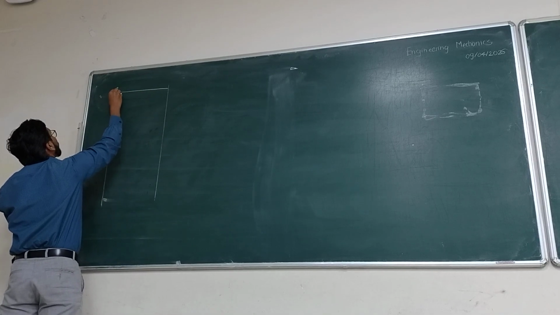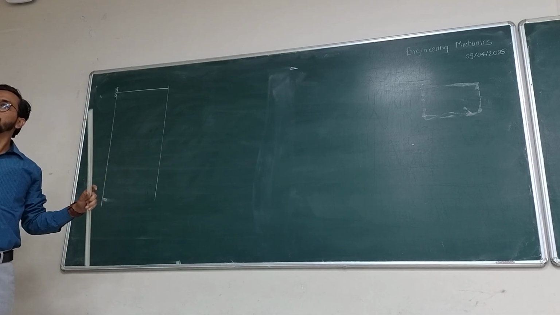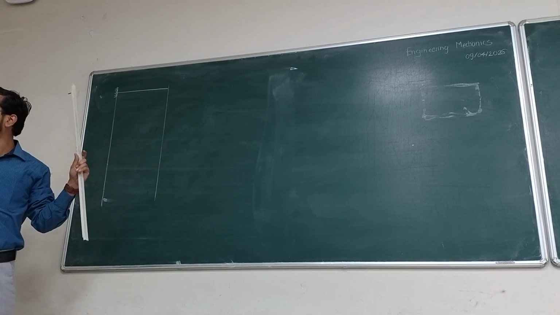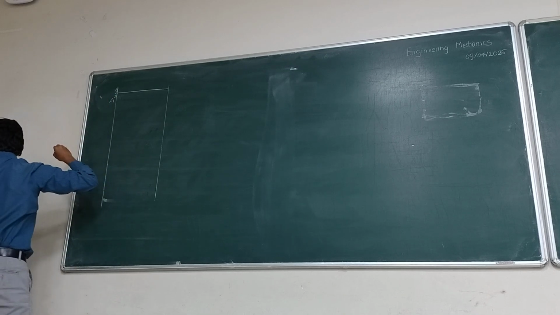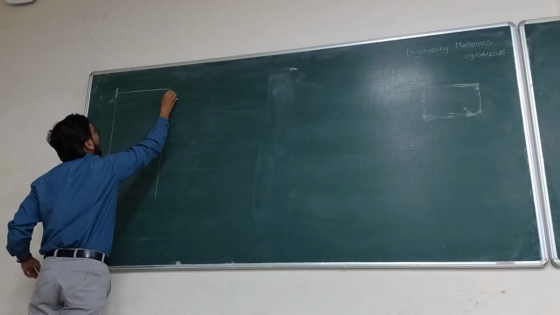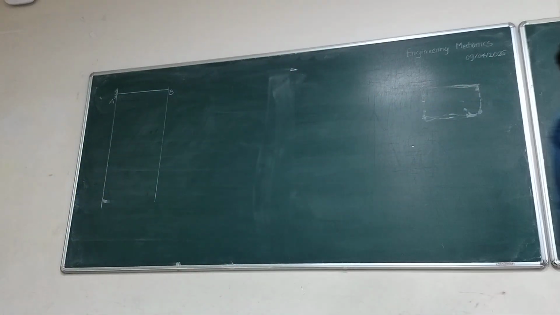Cantilever beam means what? One end is fixed, other end is free. Yes or no? Do you remember the cantilever beam? So this is cantilever beam with the fixed end A, and this is free end B. These are projection lines. Okay.